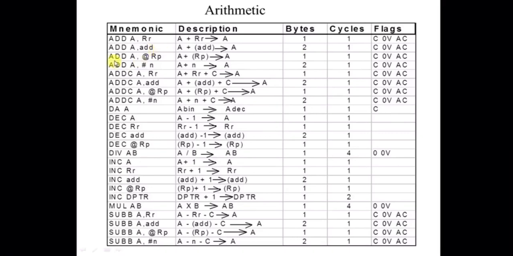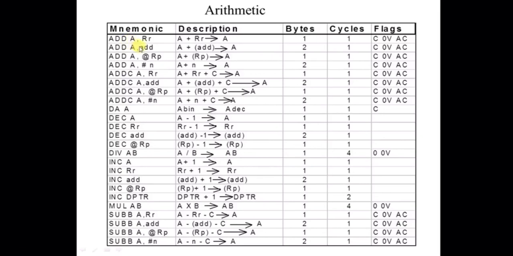here. Next, ADD A, @Rp. This instruction allows the addition operation between the accumulator and the pointer register, which is representing one address. That value you can add, and it will save the result in the destination accumulator. And once you are doing the addition operation, it affects all the flags from the PSW register: carry, overflow and auxiliary carry.